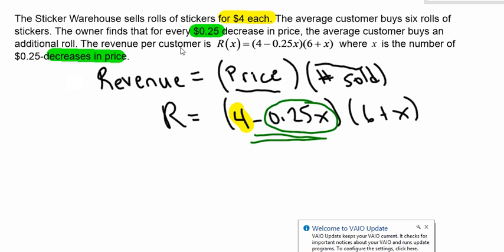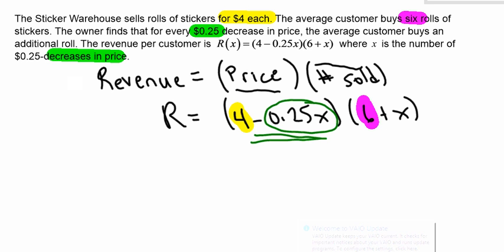Then, of course, we also have information about the number of objects sold. We know that originally they're going to buy 6 rolls. So here's the original number sold, which is 6. But then we're also told that every time they decrease the price, the customer buys 1 additional roll. So every time I do x by decreasing the price by 25 cents, I have to increase the number sold by 1. So every x is 1 in the number sold. So that's where this equation comes from.